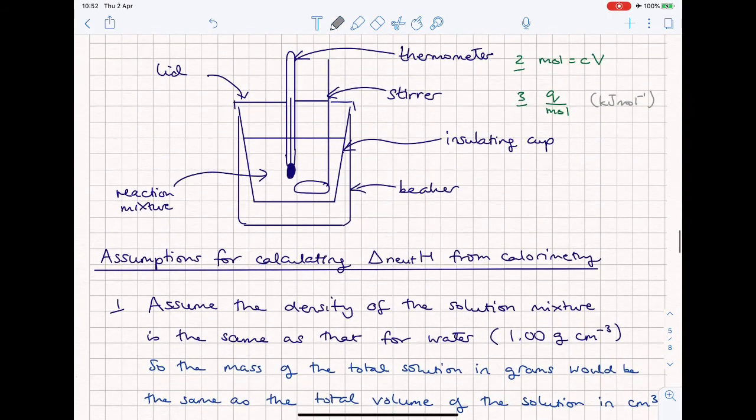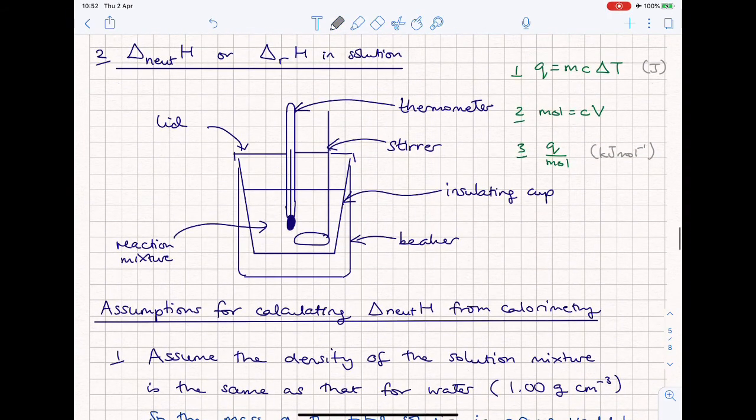So when we do the calculations from the experiments, we use the temperature rise of the mixture after mixing the acid and alkali. We then use the specific heat capacity of water, because we're going to assume that this has the same specific heat capacity as water, even though it isn't pure water. You have salt and unreacted reactants in there. We then use the mass of the solution to be the same as if it was water. So we're going to assume that this has the same density as water.